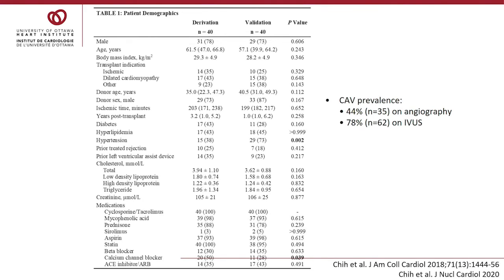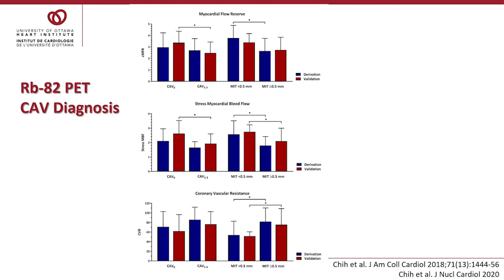So these are the patient characteristics of our two cohorts, and this was a fairly early post-transplant patient cohort. 3.2 years post-transplant was the median time for the derivation and 1 year for the validation. I'll just point out that the donor age, as expected, is young, 35 in the derivation and 41 in the validation. There was a 44% prevalence of CAV in this population by angiography, and as expected, higher on IVUS at 78%, with no differences between the derivation and validation cohort.